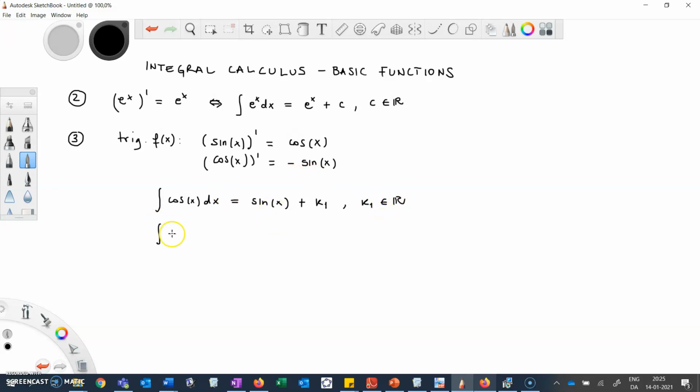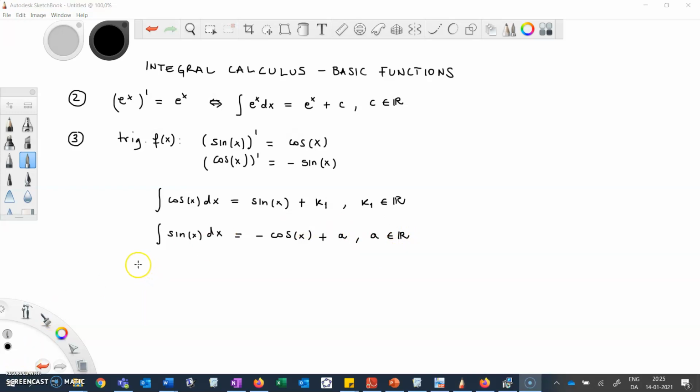And the integral of the sine of x dx is just going to be minus, I am moving this minus to the other side, on the left hand side, minus the cosine of x plus another constant, now I will call it a, where a is also a real number.